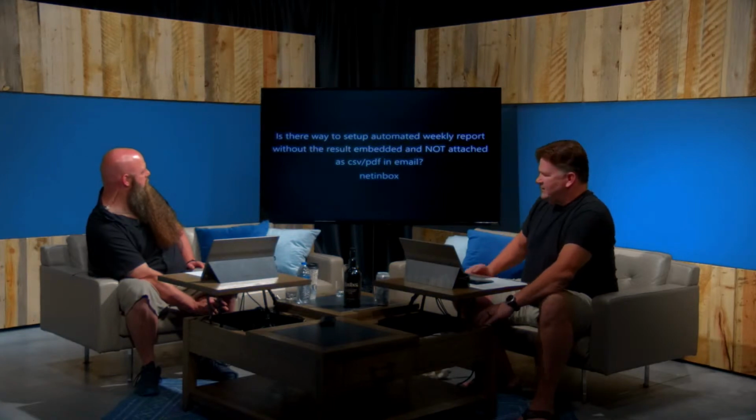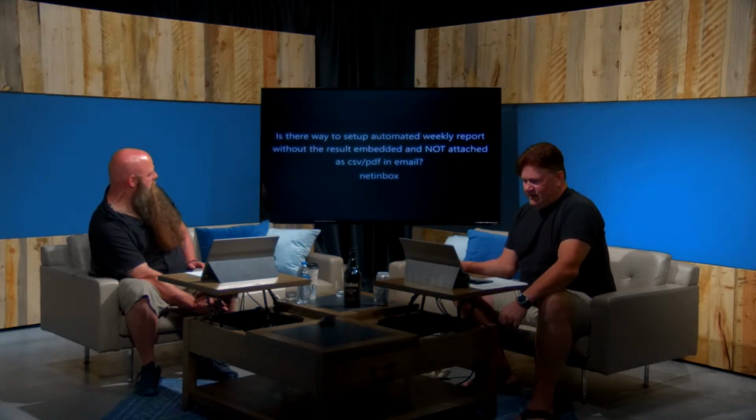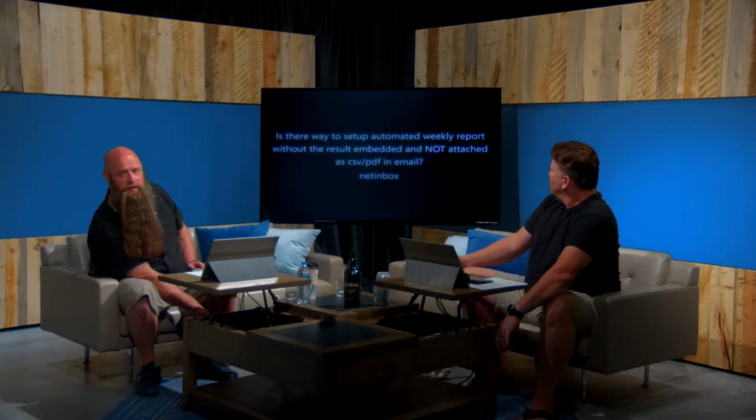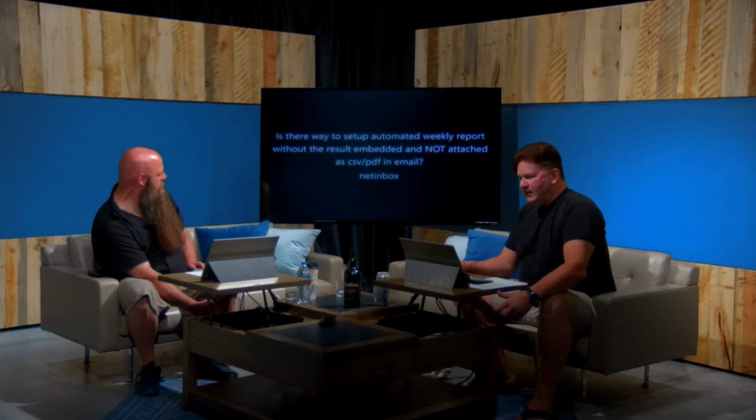Not attached. You could write it to a UNC path. That's what I like to do. So you notice here, he's wanting it in email, like the text in the body of the email. Okay, but without it embedded, I guess... Is there a way to set up automated weekly reports without the result embedded and not attached? Oh, how do you want it? I mean, here's the thing. I always do it to a UNC path because I get too many emails anyways. So that's one way to get it without having it embedded in an email.